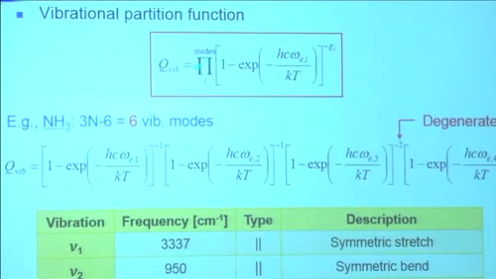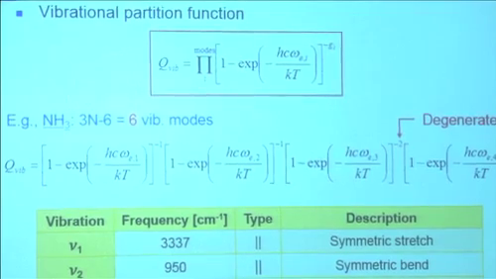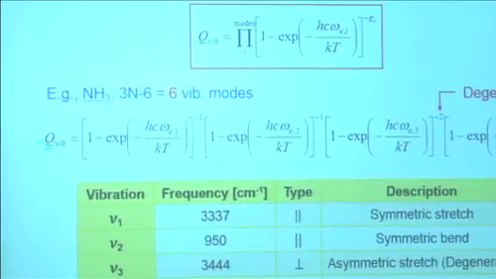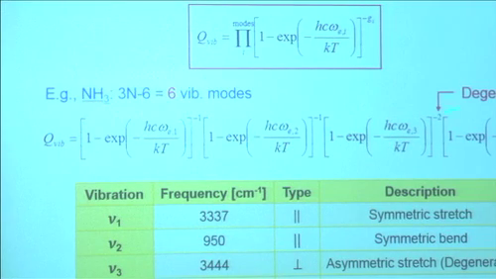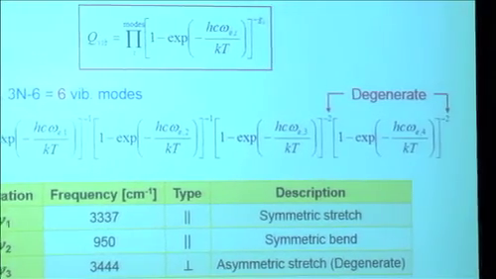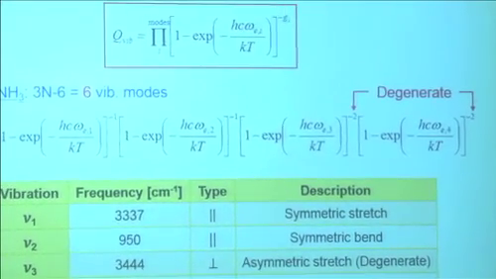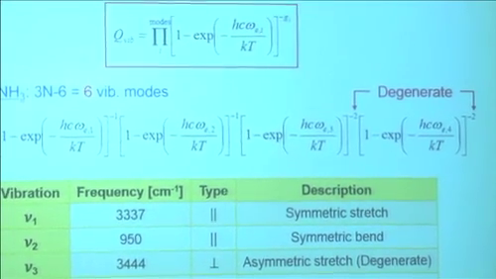Now when you have multiple modes, all you have to do is take the product. So if, for example, ammonia, which has 6 vibrational modes, the overall vibrational partition function is simply the product of the individual partition functions, except 2 of them are squared. Why are they squared? Because they're degenerate motions. You have to count them twice, these 2.